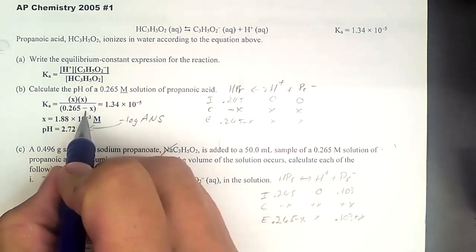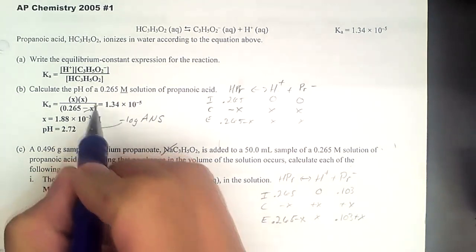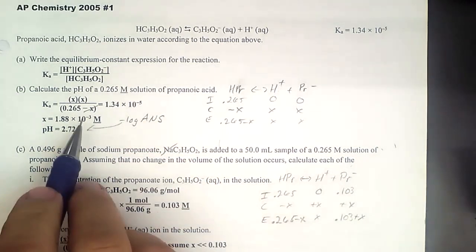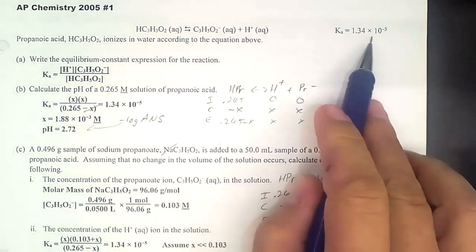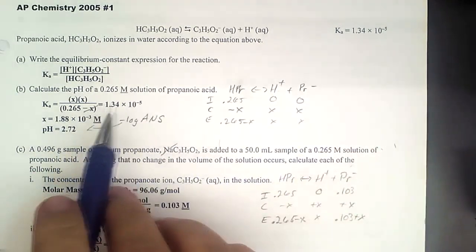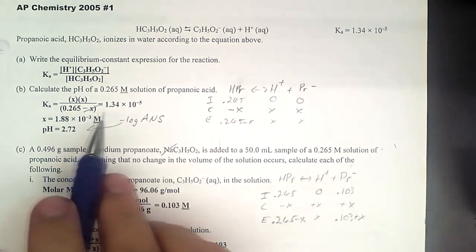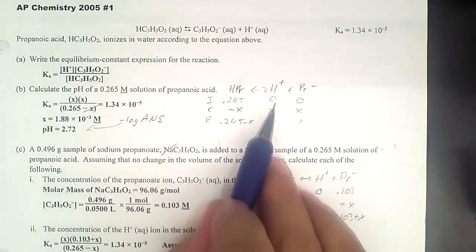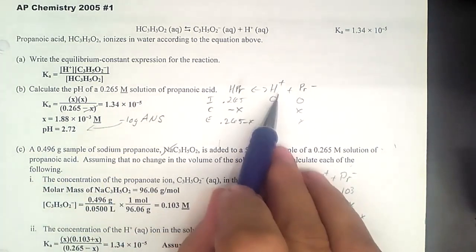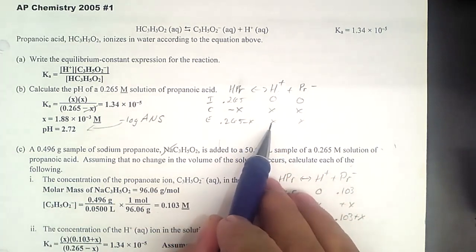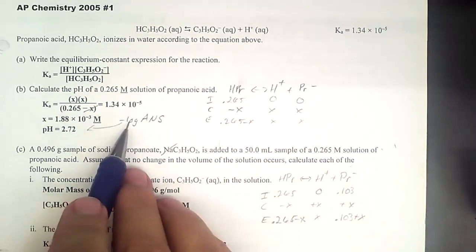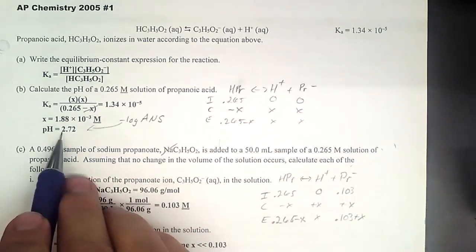However, this minus X is going to be in our way. It's going to make the quadratic formula happen, plus this Ka is too small for it to matter, so I'm going to cross that out. It's going to really speed things up for me. Solve for X. X actually is the H plus molarity. I don't need to add or subtract anything to X or from X. So that is the H plus molarity, and so negative log of that answer will give me pH.